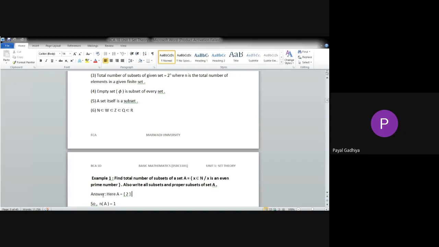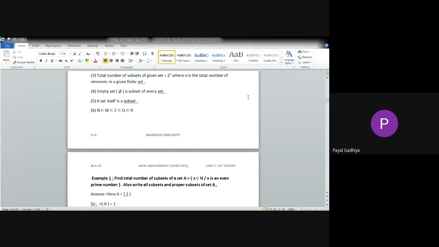Now they are asking to find the total number of subsets of this set and also write all subsets and proper subsets. So to find out the total number of subsets, we have the formula. Which formula were we having to find the total number of subsets? Do you remember? We have done it in the last session only. Actually, it is on the screen only. How many subsets can we get? 2 to the power n. Yes, it is 2 raised to power n.